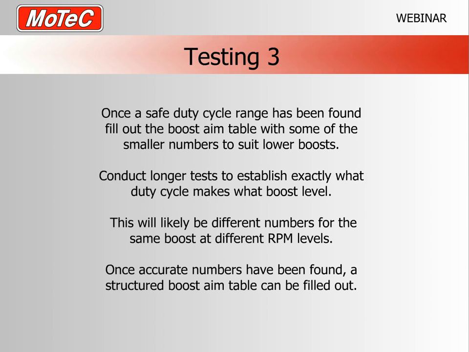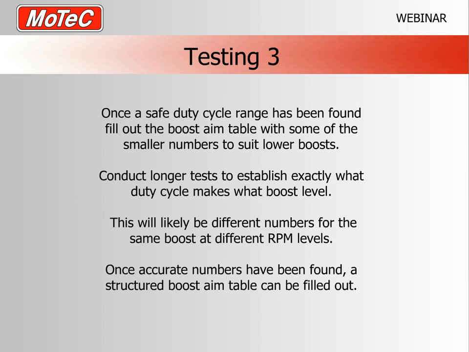Maybe it's in a car, and you can go out and do a couple of laps at the track and try experimenting with different numbers. Have a look at the data logging after your test and see that for certain throttle positions and RPMs, you'll have certain duties making certain amounts of boost. So collate all that information and then use it to fill out your boost control aim table.